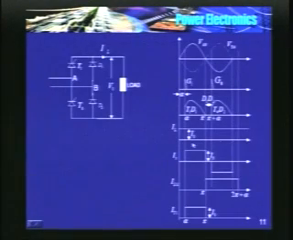What is the displacement angle? What is the angle between the input sinusoid and the fundamental component of the source current? Again, it is an odd function. Odd harmonics are present. The angle between the fundamental component of the input voltage and the fundamental component of the source current is found to be half of alpha. In other words, it is alpha by 2.